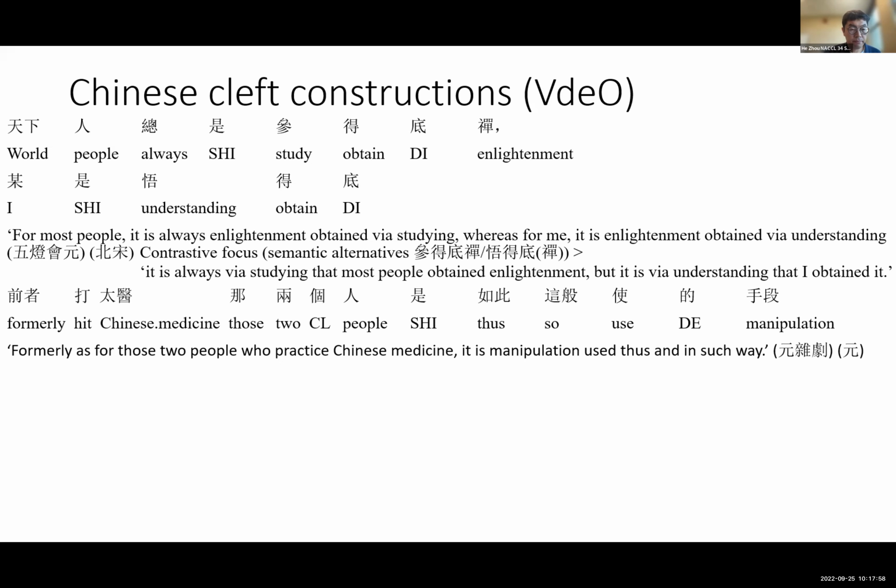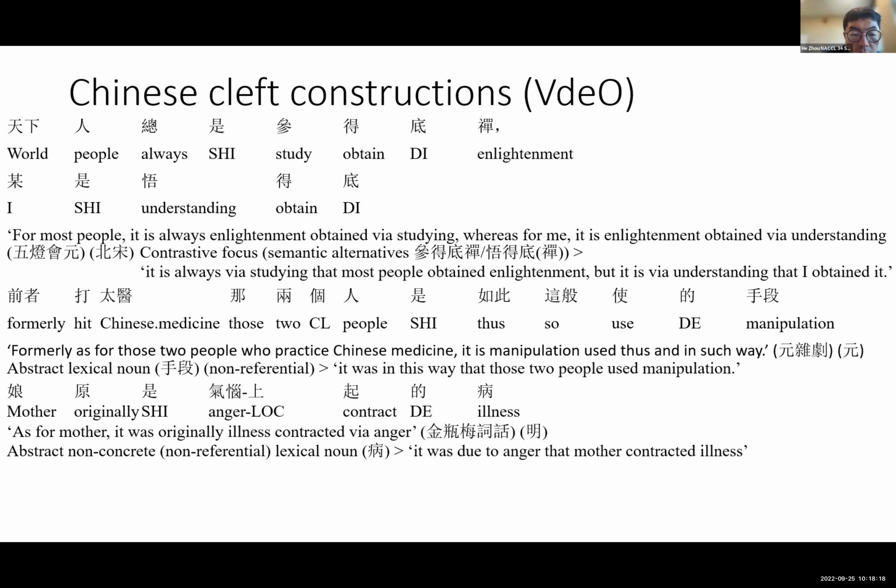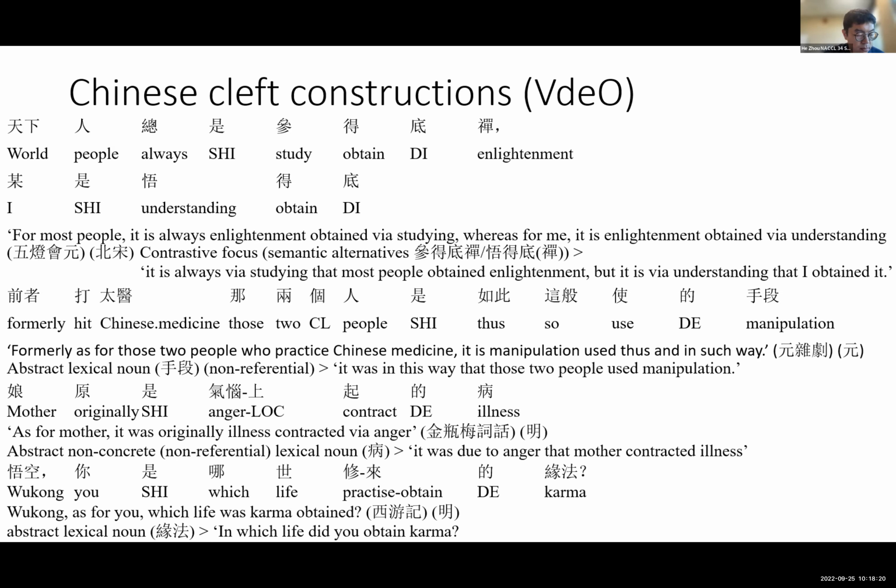Also, there are some examples in the Yuan dynasty: 现在是打一两个人是如此如此使的手段. The idea is that the lexical noun is abstract, and if it's abstract, it can be non-referential. We can reanalyze it as: it was in this way, 是如此如此这般使的手段. Also, I think you should wrap up your talk. Yeah, sure. There are also some examples where the lexical noun is abstract and non-referential. These also give rise to reanalysis, which I shan't go through because I'm running out of time.